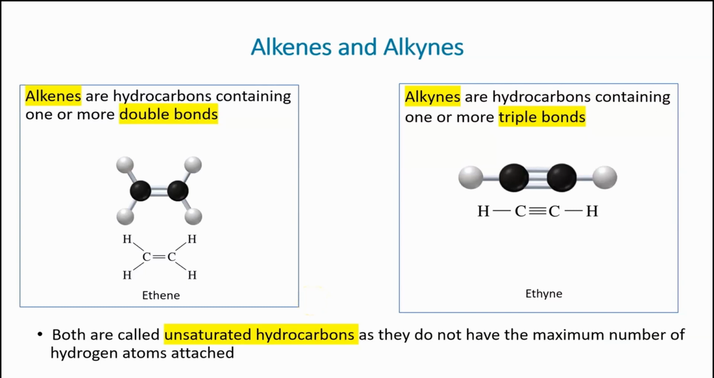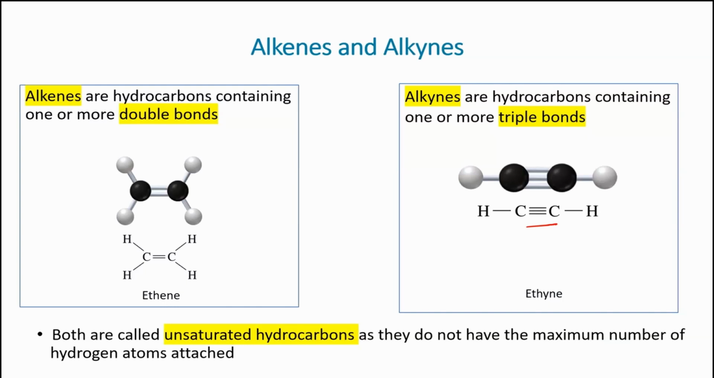In this video, I will introduce alkenes and alkynes and their IUPAC naming. Alkenes are the hydrocarbons containing one or more double bonds. These double bonds are in between two carbon atoms. Whereas alkynes are the hydrocarbons containing one or more triple bonds. The triple bonds are again between carbon-carbon atoms.